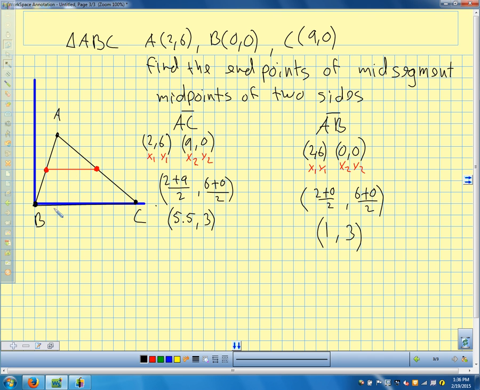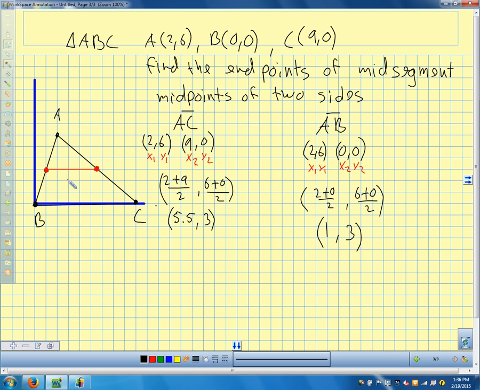For this one, it would be fairly easy because we could count squares, right? So how long is this one? 9. How long is this one? 1, 2, 3, 4.5. Is 4.5 half of 9? Yeah. And what else do we know about the mid-segment compared to this base? It is parallel.